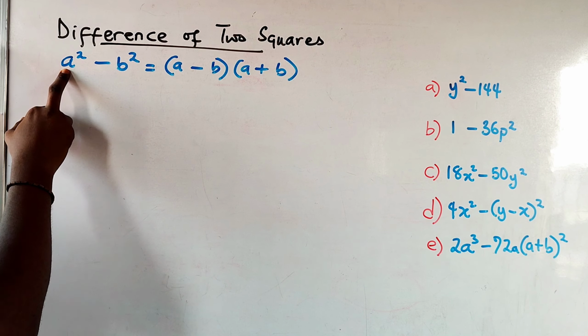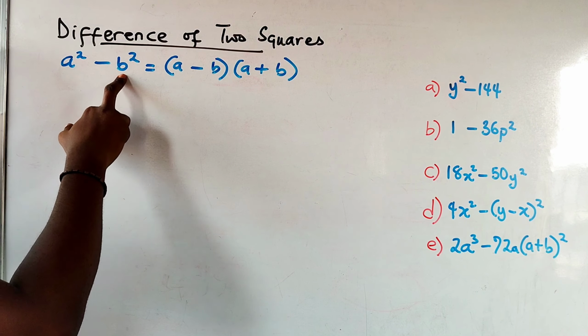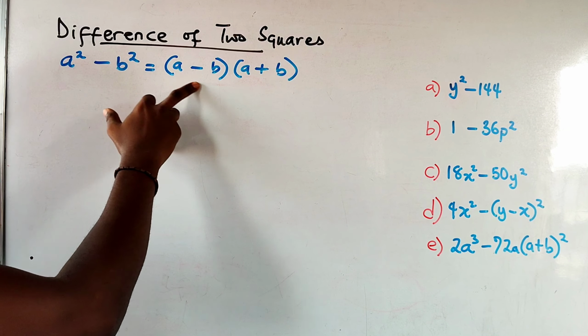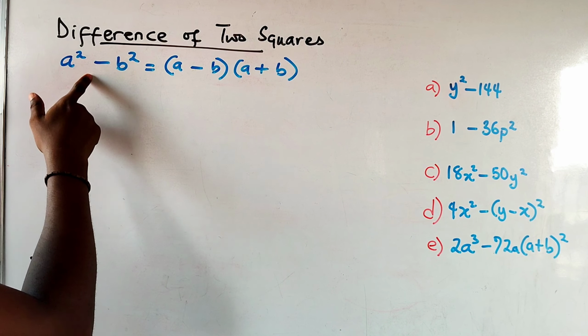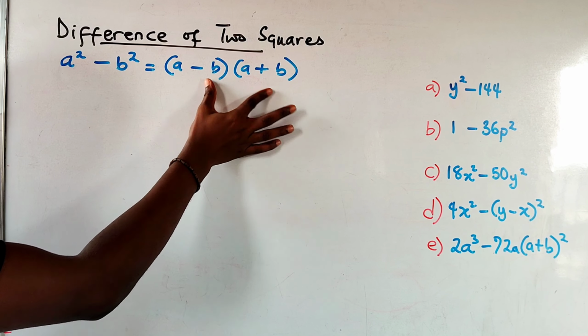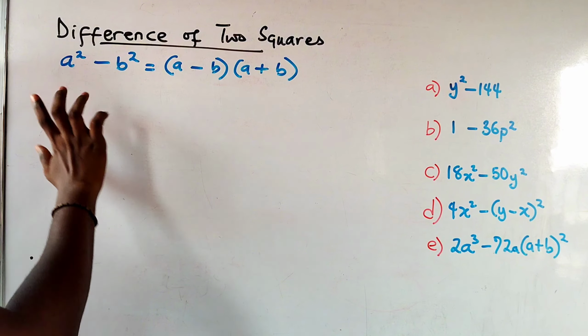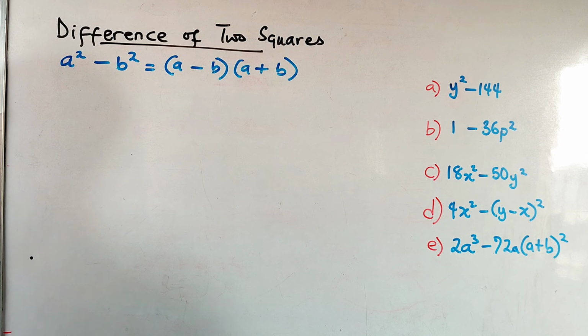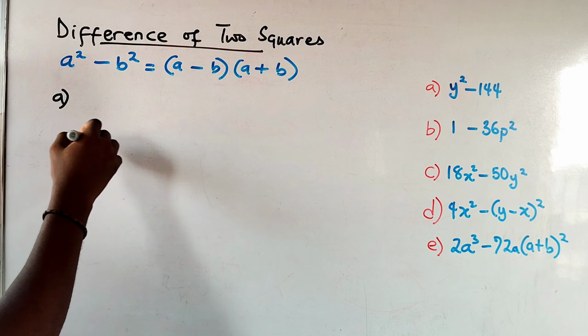If I have a square, subtract another square, I could expand it like this. So if you expand this, it will give you this. So if you have this, it is this. And if you have this, if you multiply this, you get this. That's all. That's what difference of two squares looks like. So let's solve the first example.